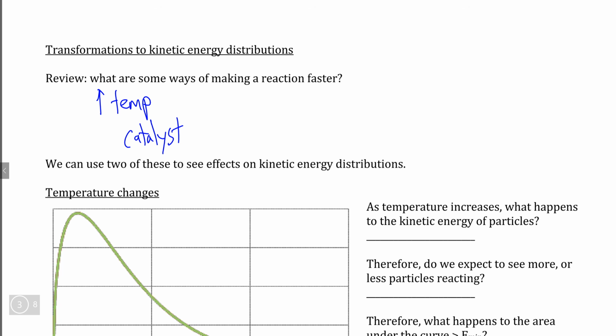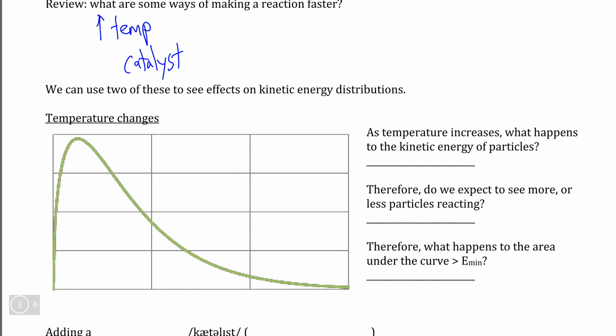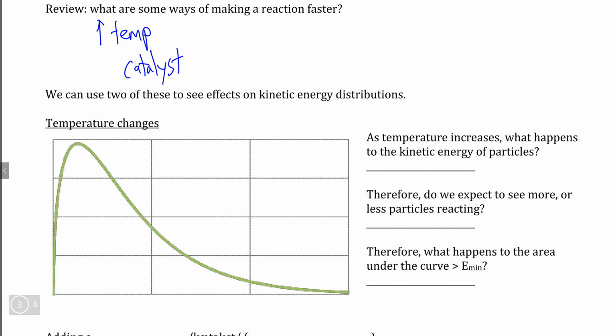For those that don't remember the exact definition of a catalyst in chemistry, we will explore that when we take a look at its effect on kinetic energy distributions. Now, general review: as temperature increases, we know that the kinetic energy of particles is going to increase. Because temperature is the average kinetic energy, when we increase temperature, we are increasing average kinetic energy.